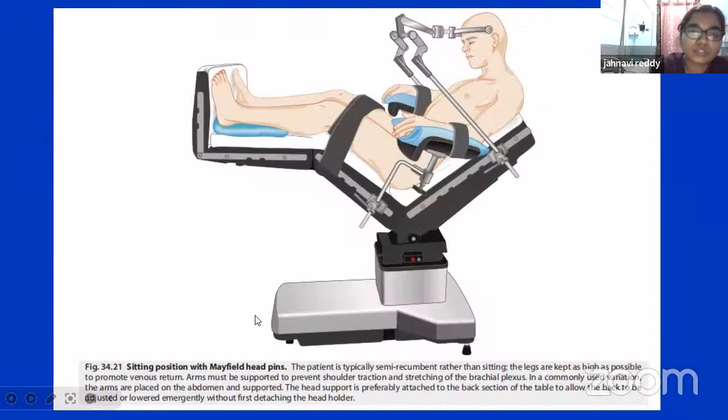And this is a sitting position with Mayfield head pins. The patient is typically semi-recumbent rather than sitting. The legs are kept at a higher level so that venous return will increase. Arms must be supported to prevent shoulder traction and stretching of the brachial plexus, to prevent injury to the brachial plexus. It is commonly used, and arms are placed on the abdomen and supported in some surgeries. Head support is preferably attached to the back section of the table to allow the back to be adjusted or lowered emergently without first detaching the head.